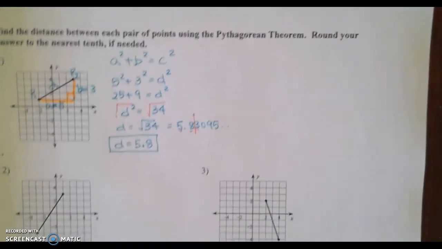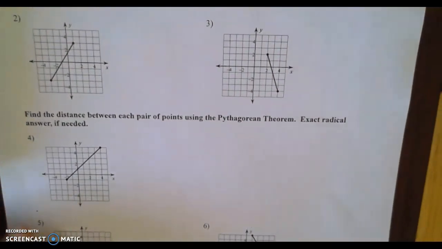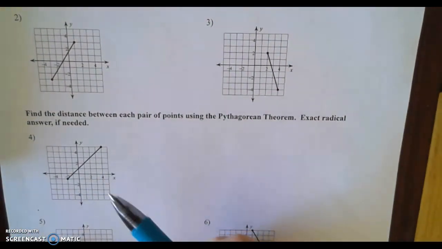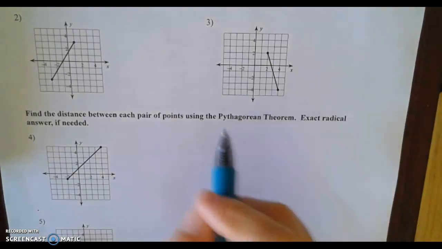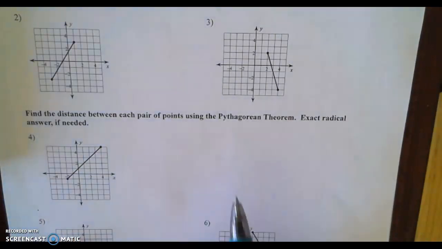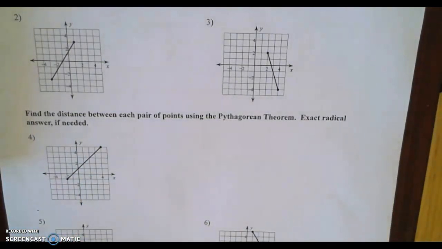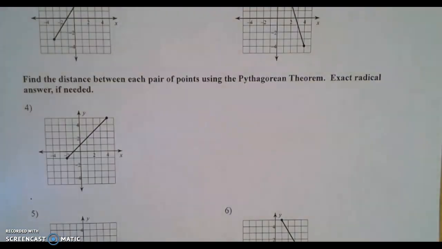So I am going to do number 4 now, because you can do number 2 and 3 yourself. And number 4 is very, very similar, but this time it's asking you to find the exact radical answer instead of rounding to 1 decimal place. So here we go again. To tackle number 4, it's exactly the same process.